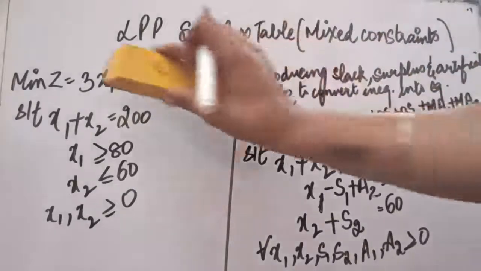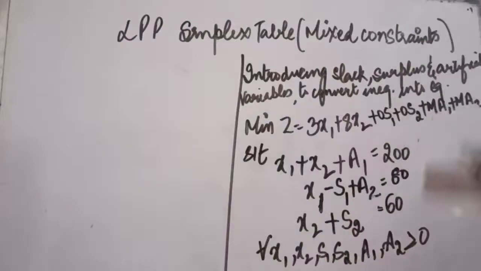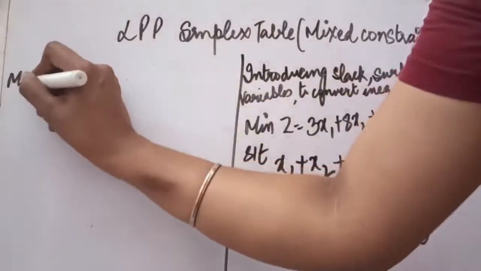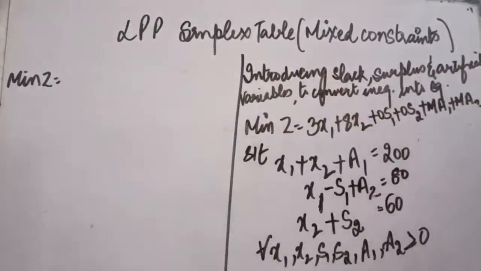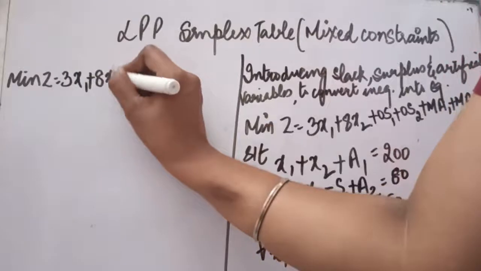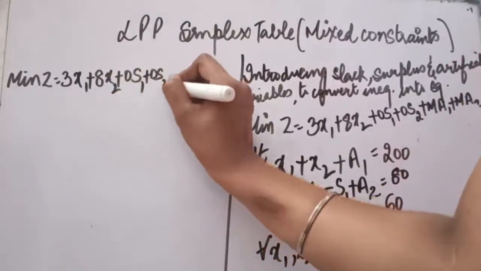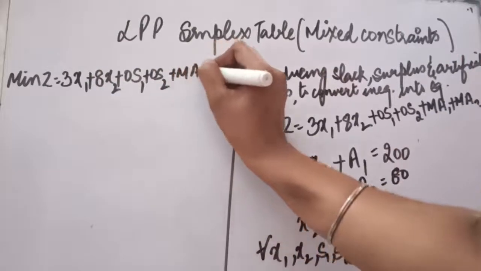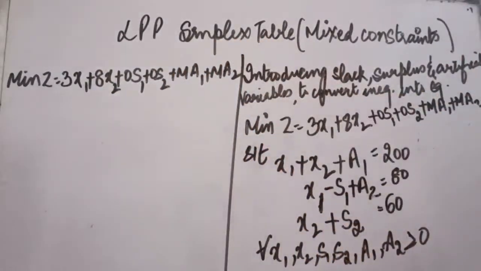Now, the next thing will be again the same as we have done in all the questions. All the variables should come in all the rows. Talking about the minimize Z, it will be exactly the same because all variables are already there. So 3x1, 8x2, 0s1, 0s2, Ma1 and Ma2. All the variables are there.